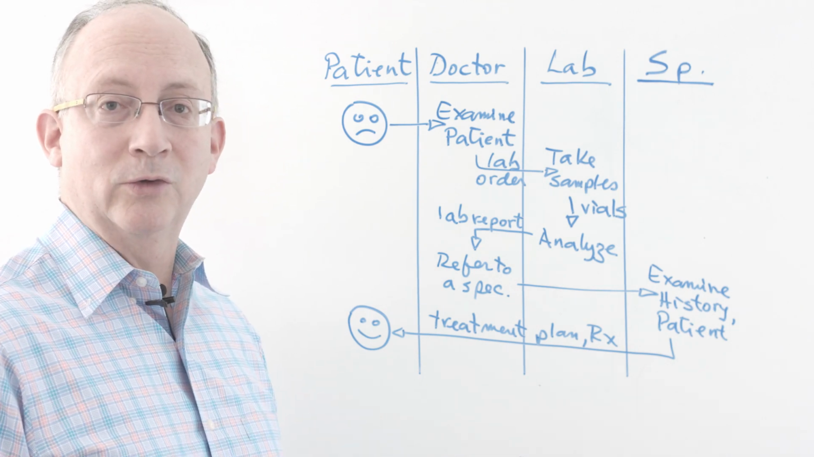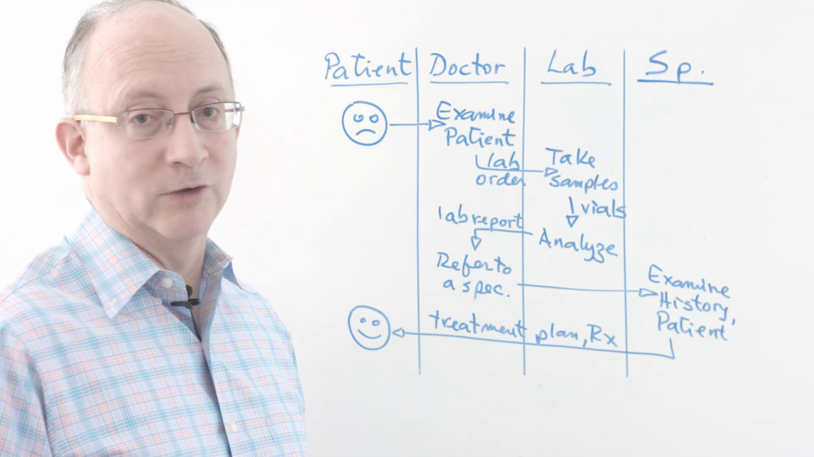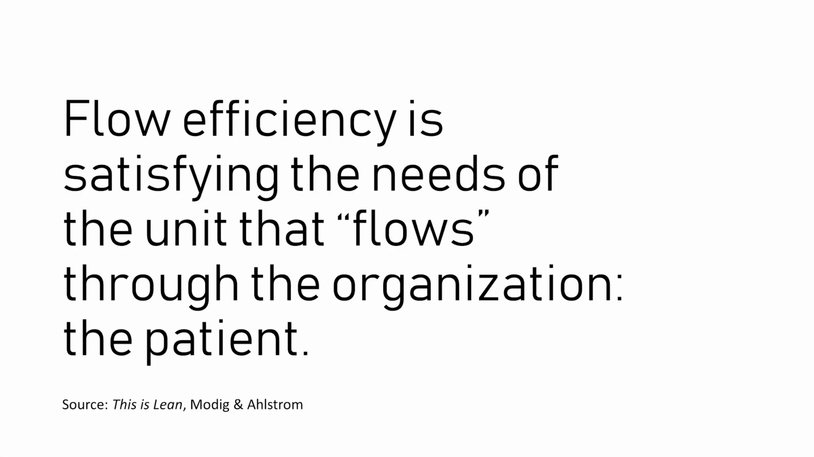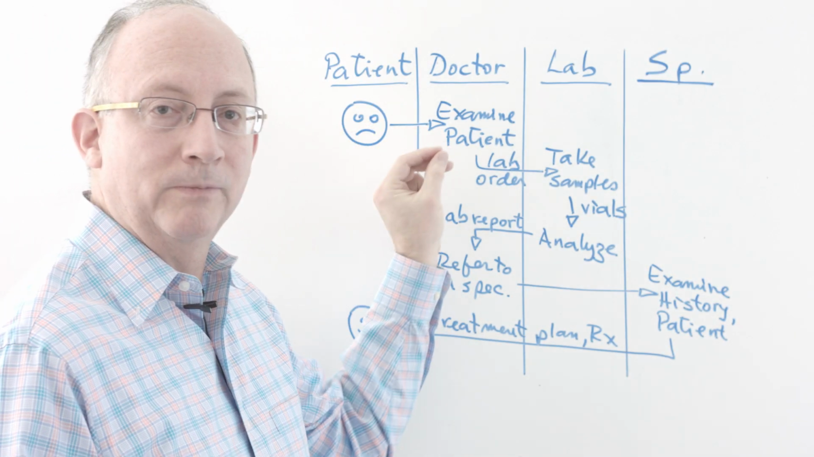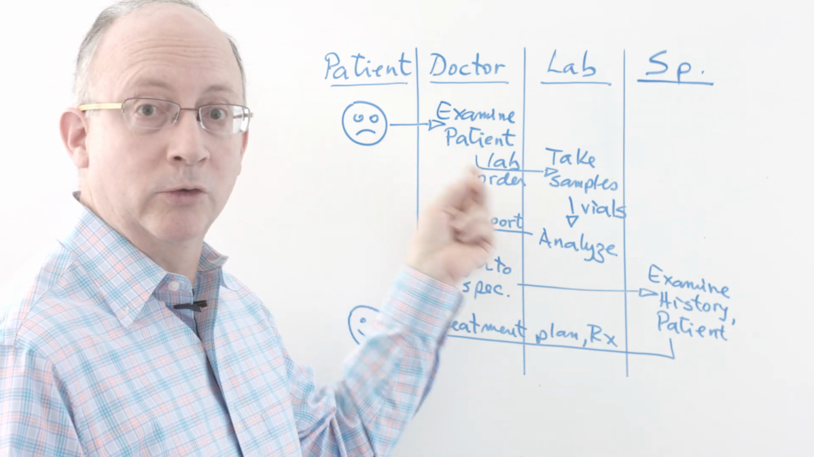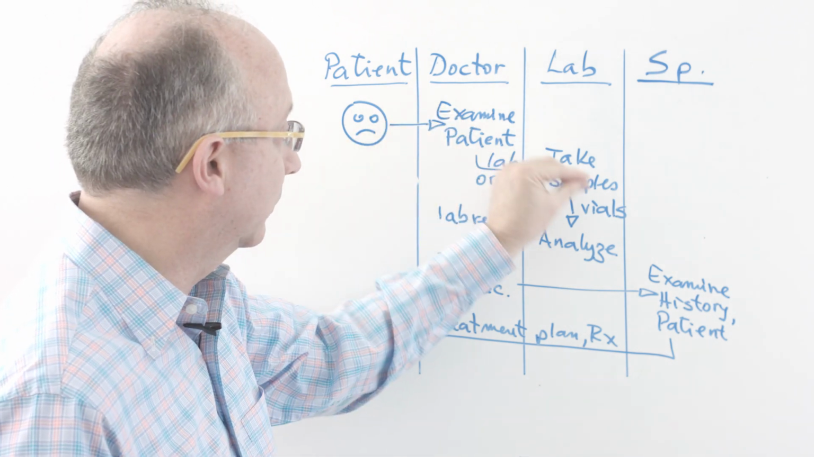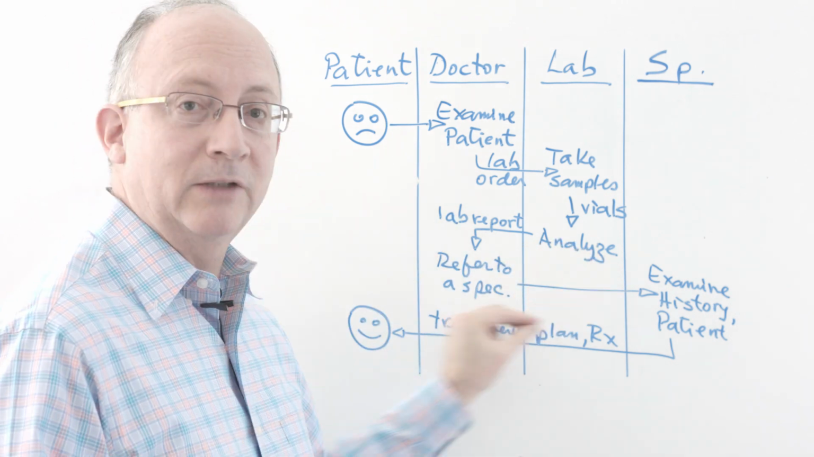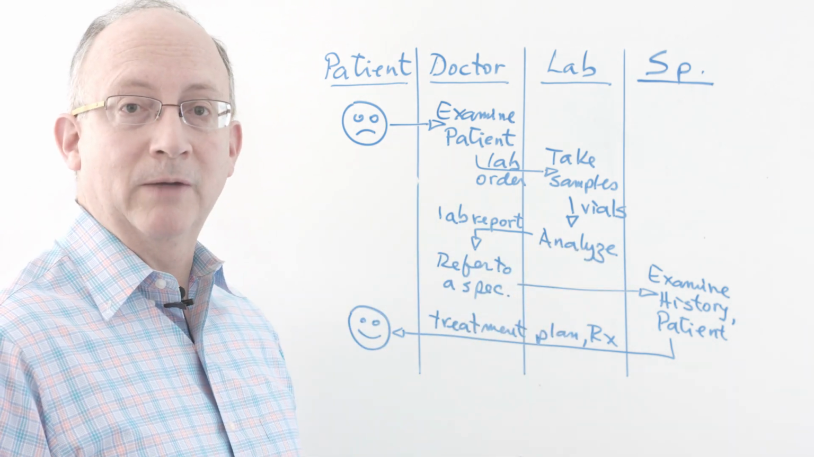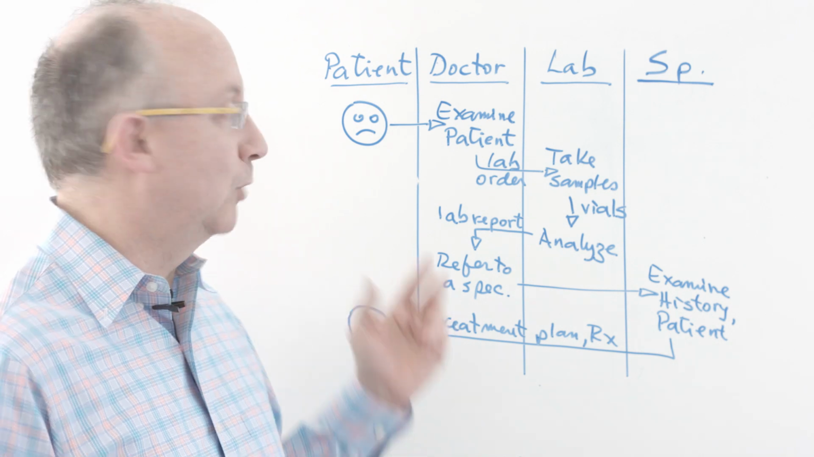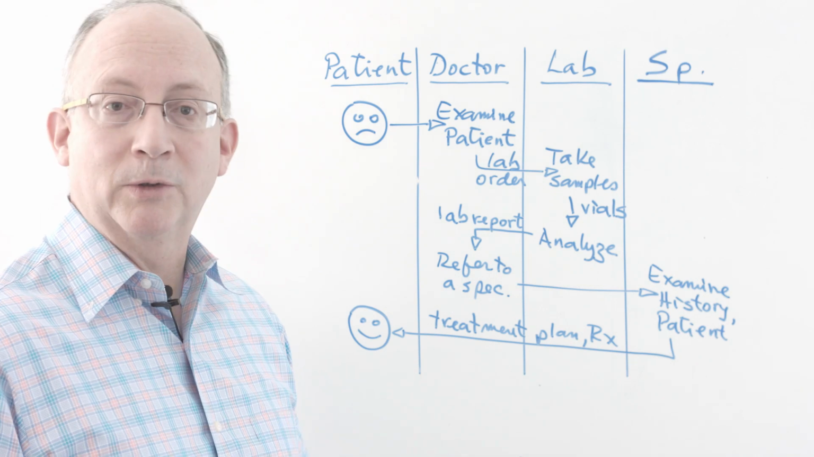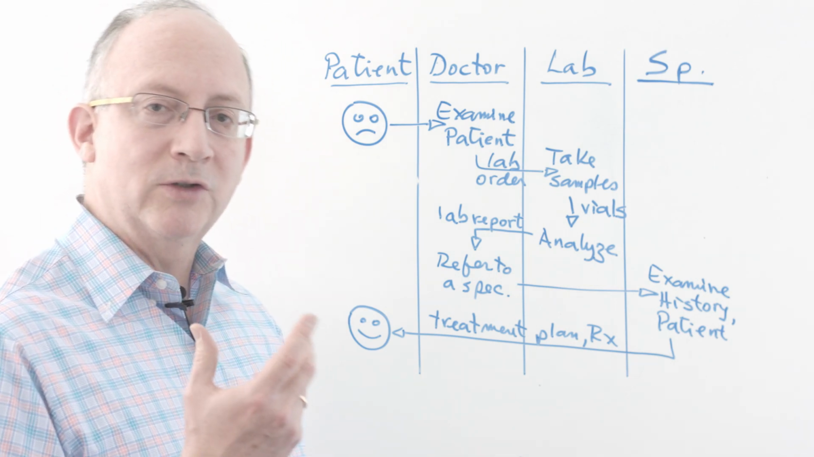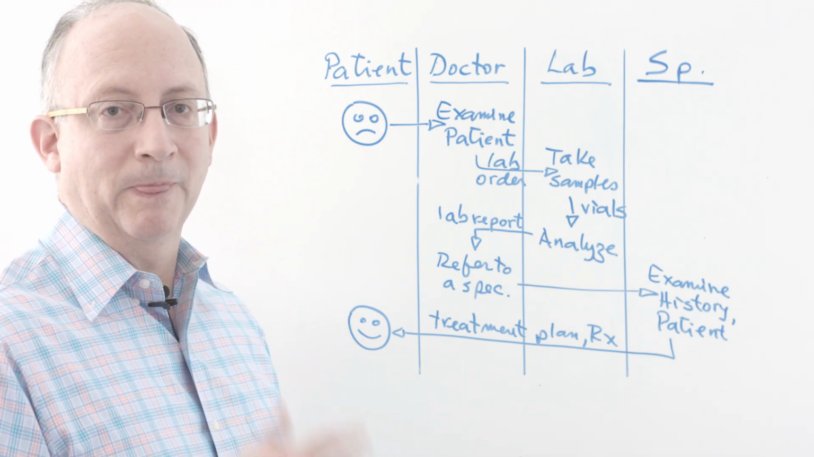That contrasts, therefore, the notion of what we may call flow efficiency. Flow efficiency is satisfying the needs of the unit that flows. If we were to imagine this person and his or her dossier or documentation flowing through all of these tasks, that flow takes a certain amount of time, which is very different from the amount of time that actually is spent by each resource to take care of this person. So the notion of flow efficiency is very different from resource efficiency.